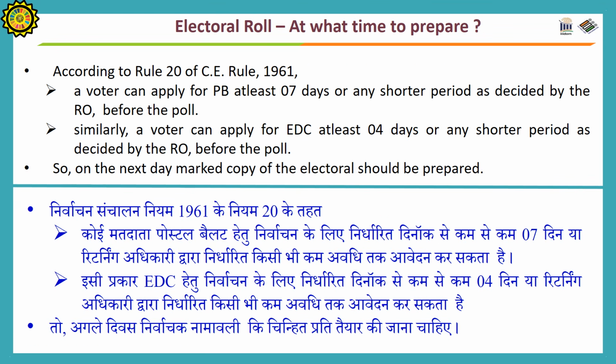At what time to prepare marked copy of an electoral roll? According to Rule 20 of the Conduct of Election Rules, 1961, a voter can apply for postal ballot at least 7 days, or any shorter period as decided by the returning officer, before the poll. Similarly, a voter can apply for the EDC at least 4 days, or any shorter period as decided by the RO, before the poll. So on the next day, marked copy of an electoral roll can be prepared.